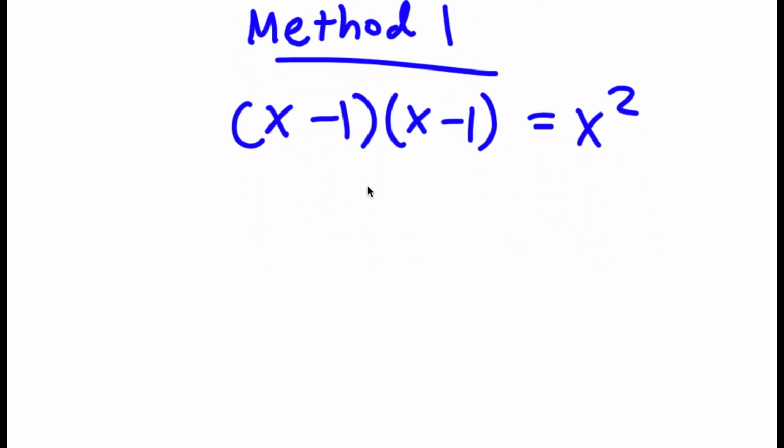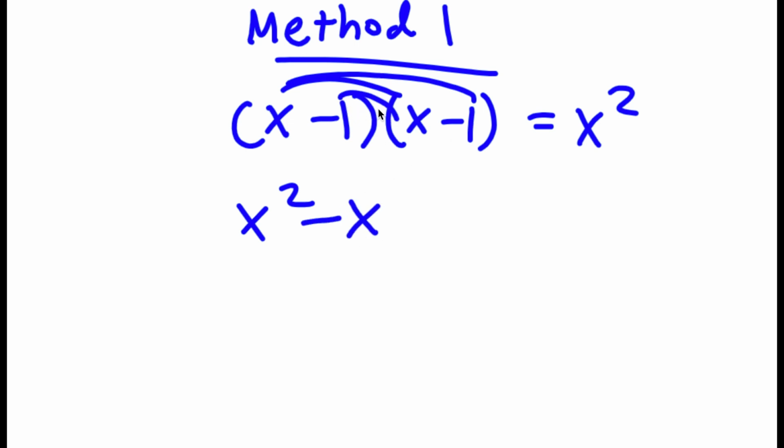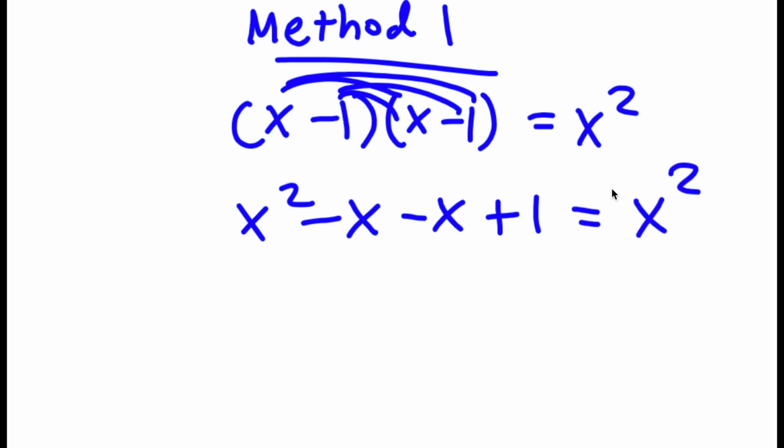Now, (x minus 1) times (x minus 1), let's go ahead and expand this. So x times x is x squared. x times negative 1 is negative x. Now I'm going to distribute the negative 1. Negative 1 times x is negative x, and negative 1 times negative 1 is positive 1. So this is equal to x squared.